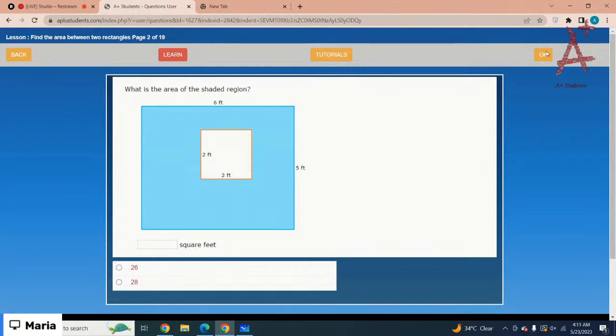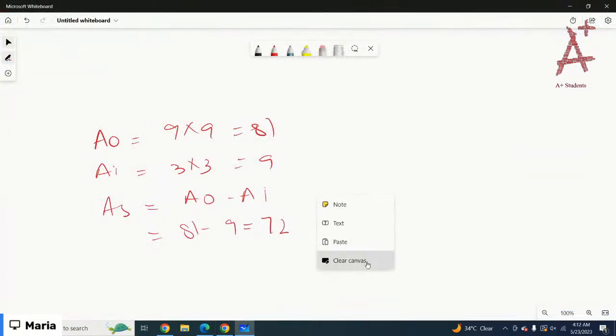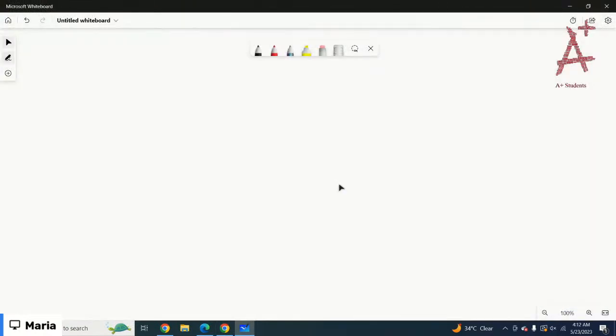Okay. What is the area of the shaded region? So you have to do the same thing. Let's just calculate the area of the outer one and then the inner one. Okay, so the outer one is the rectangle, got it? And the inner one is the square. So let's calculate the area of the outer rectangle. That would be length times width. It would be 6 times 5, that means 30.